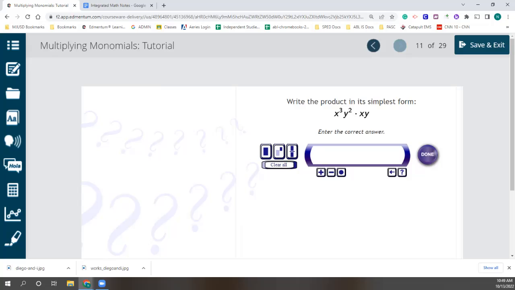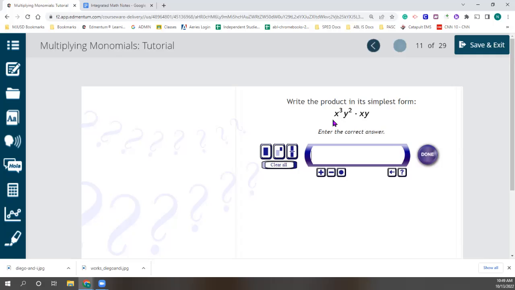So I'm going to do X3, X to the third power, multiplied by the X that is next to the Y, multiplied by Y squared, multiplied by a single Y. So what I have done to simplify this is actually break it open into the different parts.